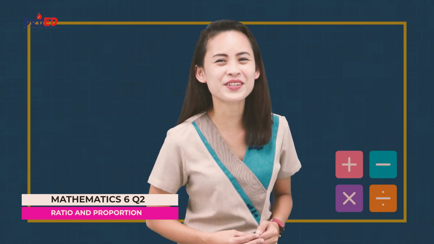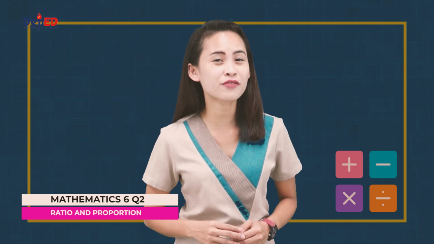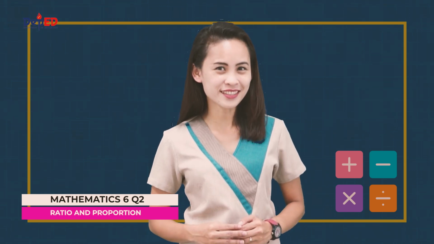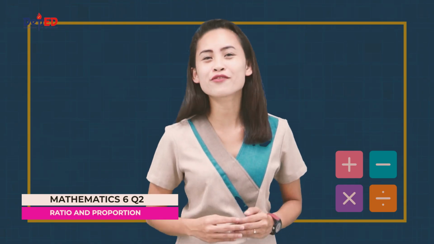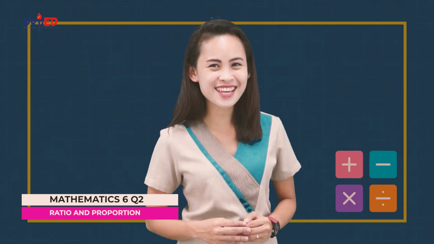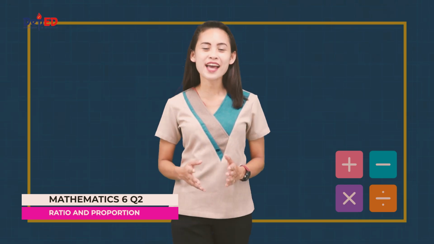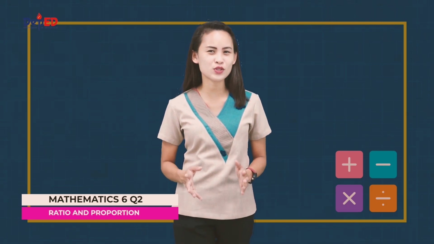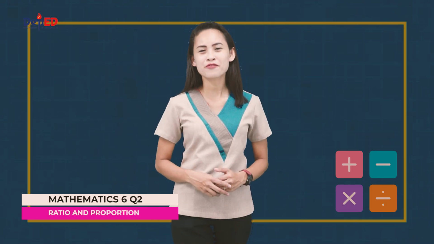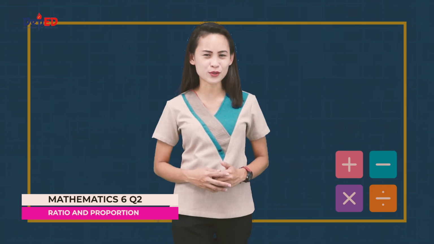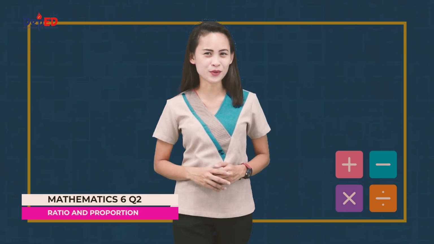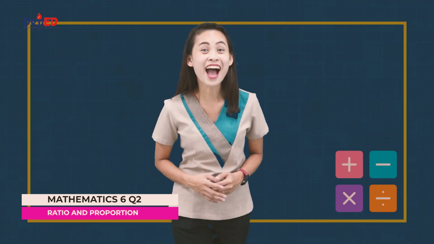Hey Math Warriors! Do you know how to define and illustrate a ratio? Are you ready for another quick check activity? Now get your pen and module and answer activity in lesson 2. What's more, found in your self-learning modules. You have 5 seconds to answer each number. Ready? Go!